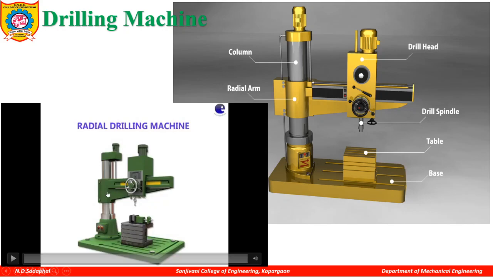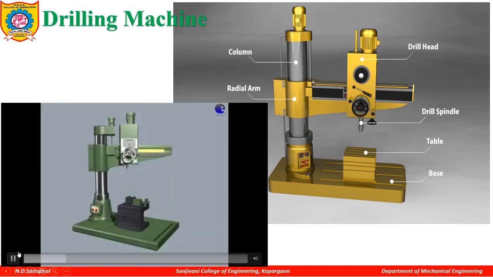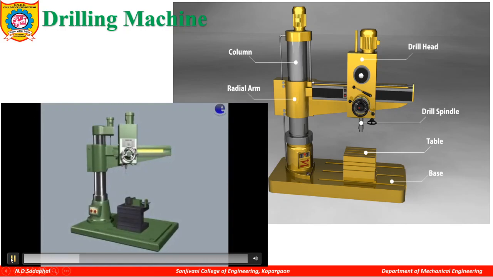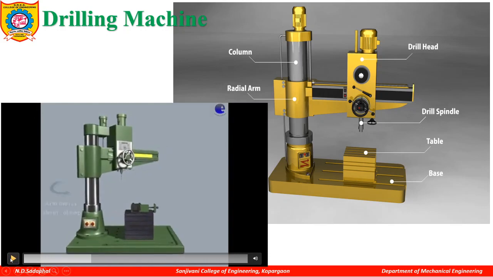Now we'll see how this machine is operated. You can see the video. Now see this. Right now this arm is inclined. So this arm can be rotated along the column. This column is vertical. The arm can be rotated around the column, so it is also called a radial.